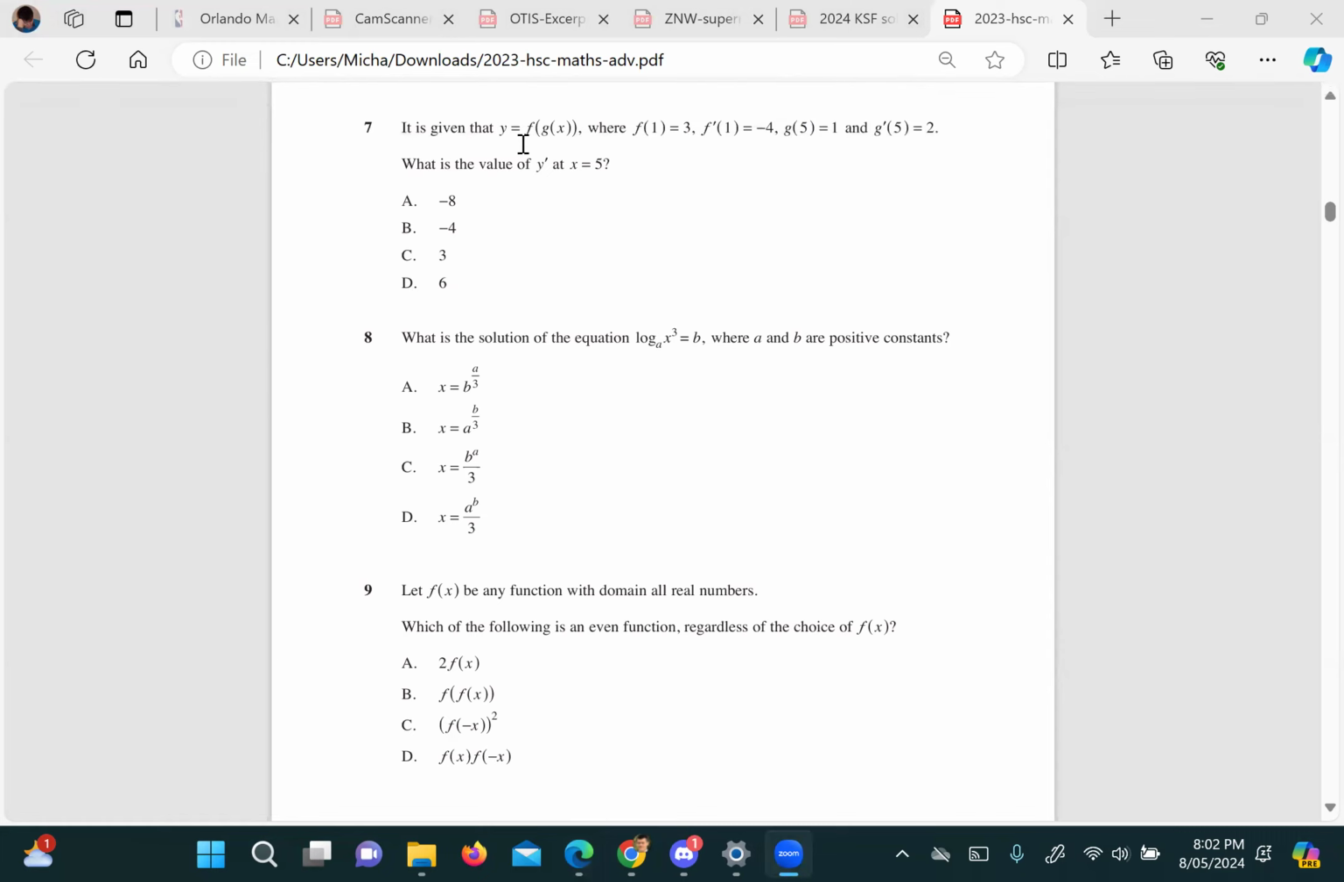Does this setup remind you of anything? Chain rule. Yeah, that's how the chain rule setup works, right? It's when functions get composed. That makes sense. So it's asking you for the derivative of this at x equals 5. And so it's basically telling you the chain rule, and here's everything you need to do it.